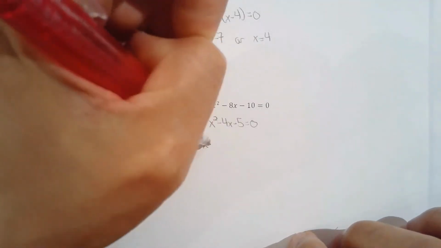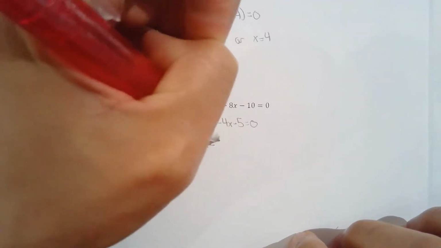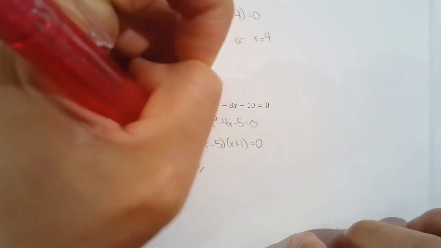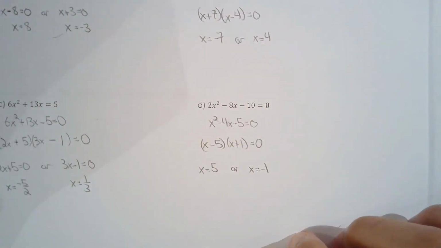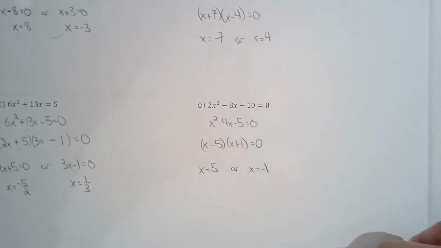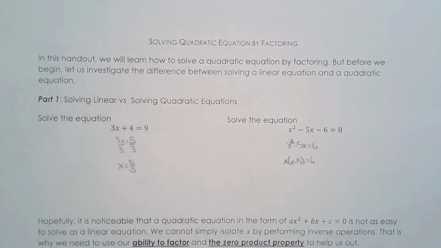Factor, simple trinomial. What multiplies to -5 and adds to -4? -5 and 1. So based on the factors, apply the zero product property. So the roots to this equation are 5 and -1. Beautiful. So what we just did, we solved a bunch of quadratic equations by factoring. Let's take a look at the next page.